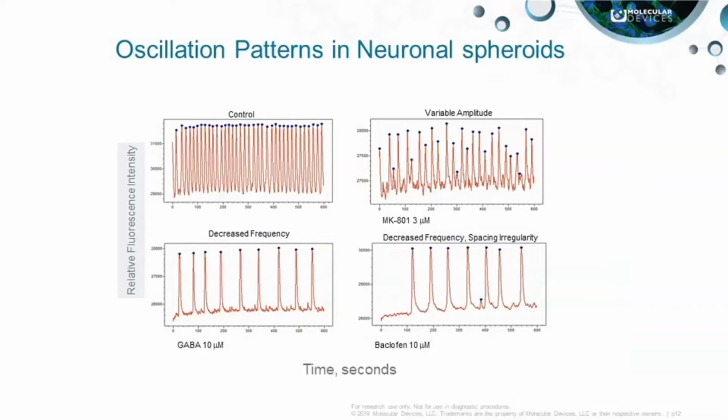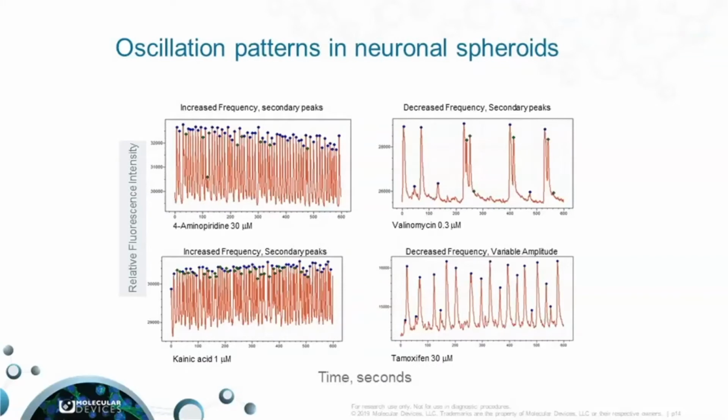controls, and this is the relative fluorescence intensity of the calcium oscillations over a 10-minute period. You can see the controls, and then with MK801, you can see variable amplitudes, and it's also slowed down. GABA, which is an agonist, is slowing the beating down as well. And baclofen causes both decreased frequency as well as a spacing irregularity. Here are some more patterns from oscillations in neurospheroids.